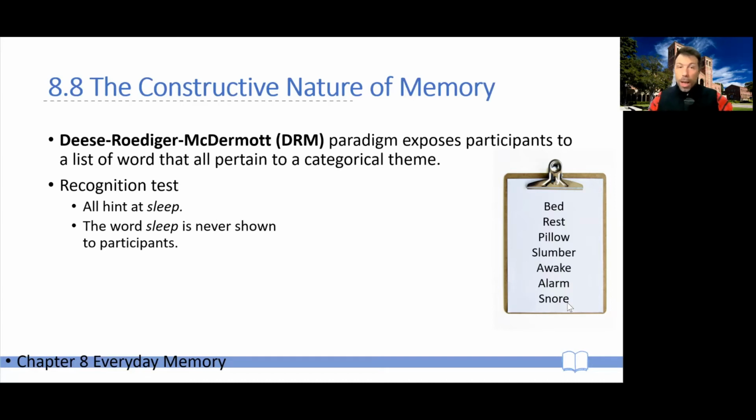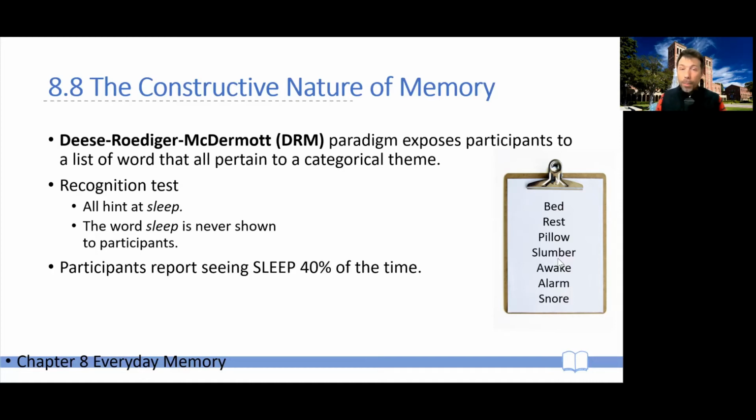So you're shown a number of words. Some of them were in the list, some of them were not in the list. But the key is that the critical item is the word sleep. As I said, all of these words are hinting at sleep, although sleep was never presented. How do people react when they see the word sleep? Do they think they've seen it or not?